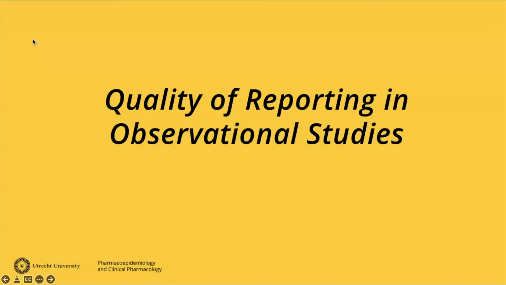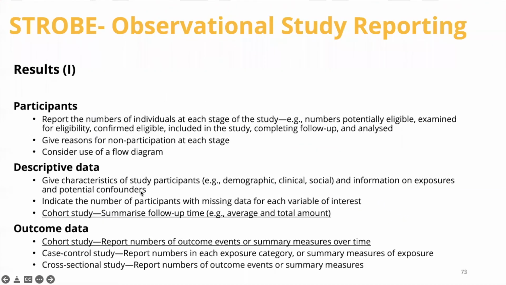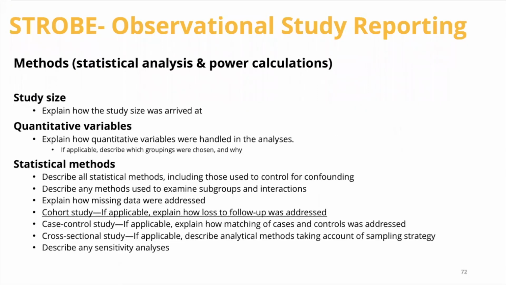So finally, I just really want to quickly touch on the fact that there are checklists in order to look at the quality of reporting in observational studies. These are called STROBE, and this is just a list of criteria that should be included in your study in order to make sure that it's a quality study. So these would be really important to look at when you're preparing your reports just to make sure you're not missing anything.